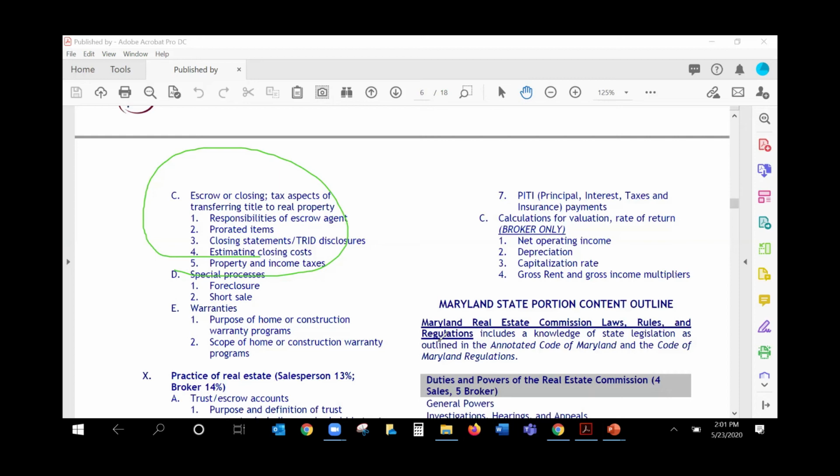So we need to get comfortable with closing statements as it's shown on here, responsibility of the escrow agent. So the reason why this ties together is because at closing, if you're selling your house or if you're, again, giving it to someone, then they have to transfer the rights from one person to another, and that's done at closing.